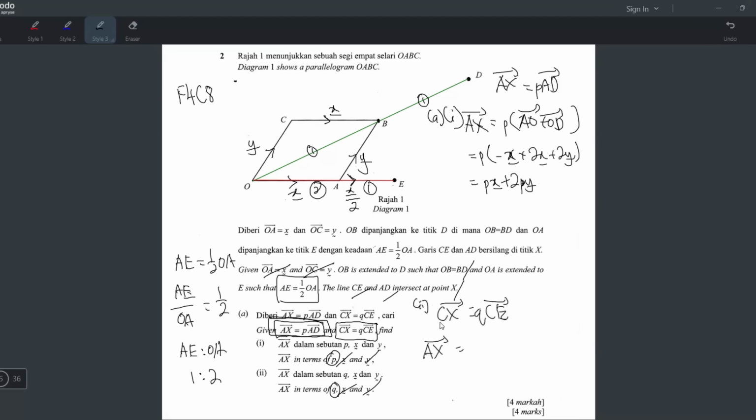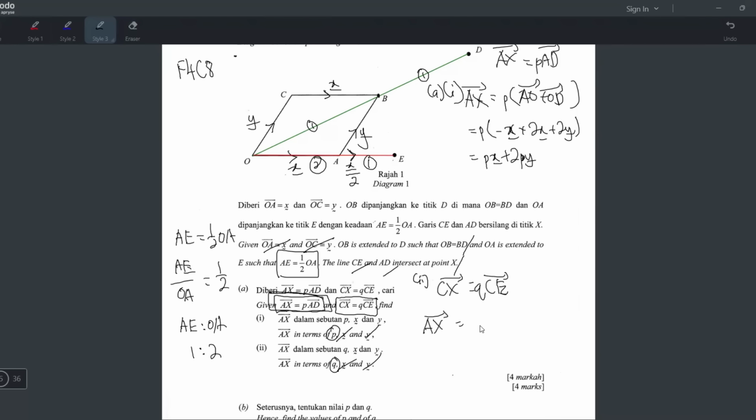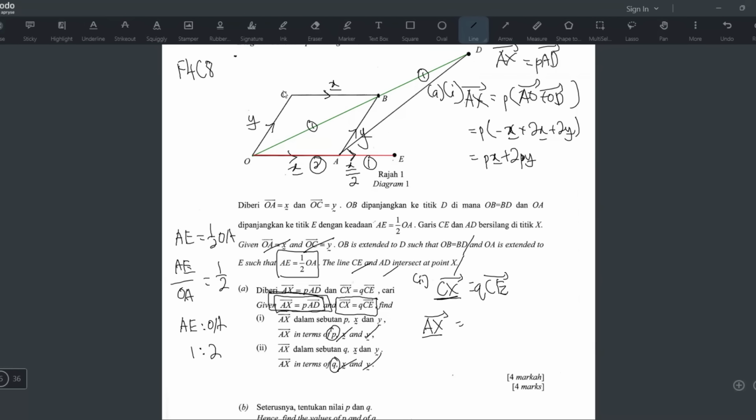So let's look at the information. CX equals QCE. Okay, if you look at CE and AX, they don't have any connection, because this is A to X, this is C to E, they don't have any connection at all. But if you look at CX and AX, there's some connection here. Because A to X, C to X, what is the missing line here? So A to X, okay, the X is not here, but I'll draw it. Because you remember they told you, right? The point X is the intersection of CE and AD. So AD is this one, CE like that. All right, so this is your point X.